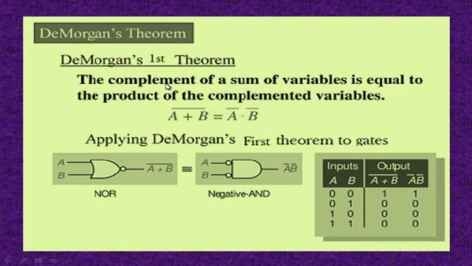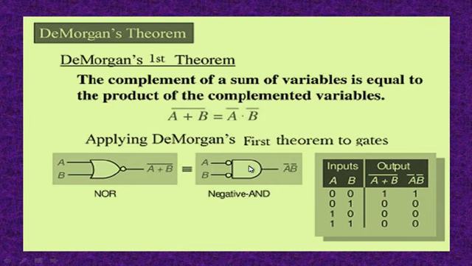I repeat again. The complement of the sum of variables. Suppose these are two variables. The complement of their sum is equal to the product of complemented variables. These are complemented variables and this is a product. In this way, this is the statement of De Morgan's theorem in the form of a Boolean equation. Applying De Morgan's first theorem to gates, you can see this gate gives the output A plus B complement, that is nothing but the LHS. And this is the output for a NOR gate with two inputs.